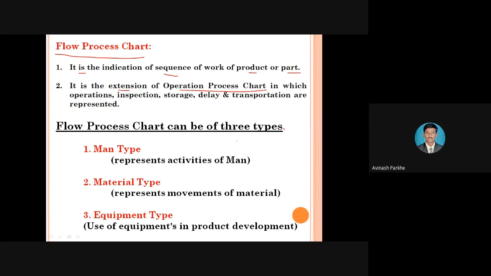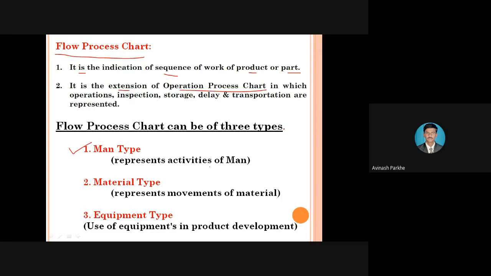And this flow process chart is further divided into three types. The first type is the man type. Man type means it represents the activities performed by the man. For example, some operators or workers are simultaneously operating machines. Maybe he is handling machine number one and machine number two, or sometimes he is working on a single machine, converting the raw material into finished goods, and he has to perform a number of tasks.